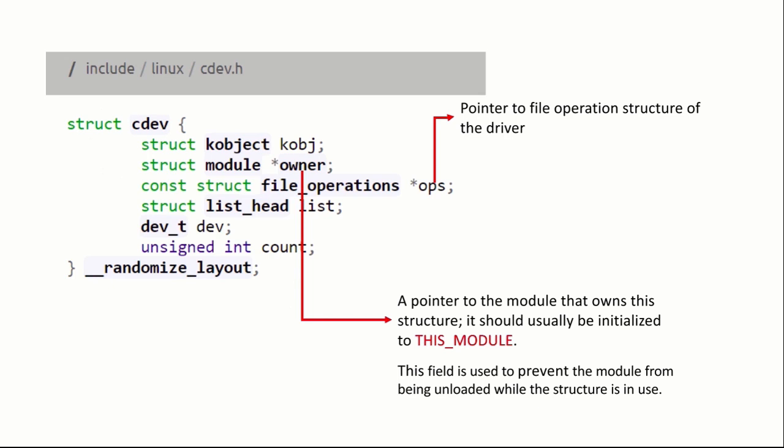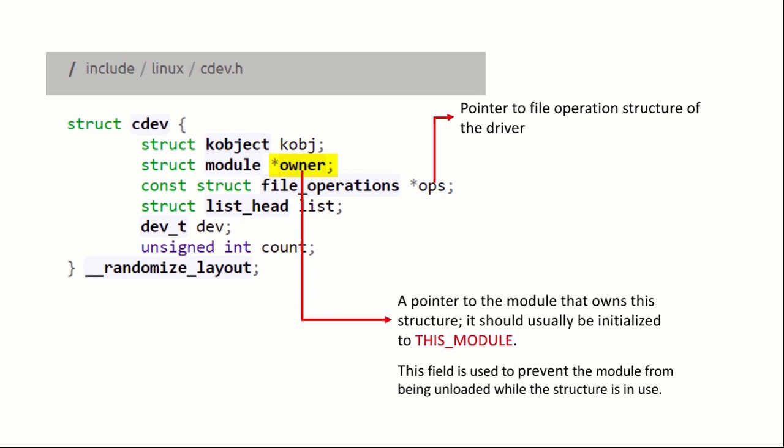This is a cdev structure actually. You can see that the cdev structure has this field ops. This is a pointer to the file operations structure of the driver. So cdev_init just initializes this field. And after that, in this cdev structure, you have to initialize one more field, that is the module owner field.